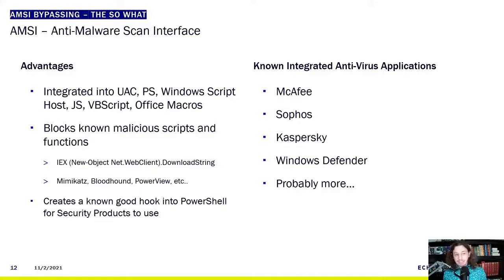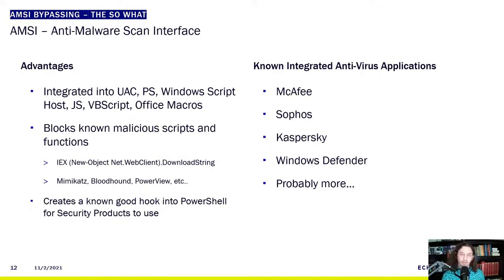AMSI is a known good hook that was developed by Microsoft for defense products to integrate into their systems. It's integrated into UAC, Windows Script Host, Office macros, PowerShell, VBScript, you name it. If Microsoft provides it as a function or a scripting language, you're going to see AMSI integrated into it. It's really cool because it blocks known malicious scripts and functions. For example, the IEX DownloadString command, which we attackers commonly use to import malicious scripts into PowerShell, is completely blocked with AMSI.